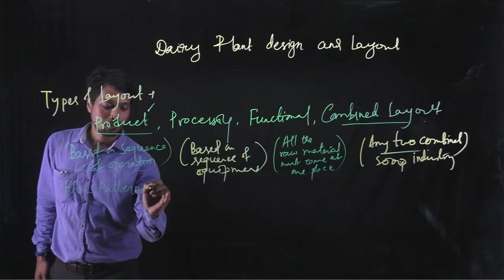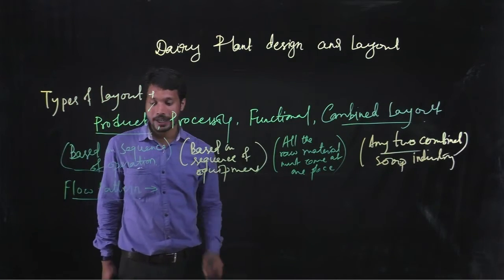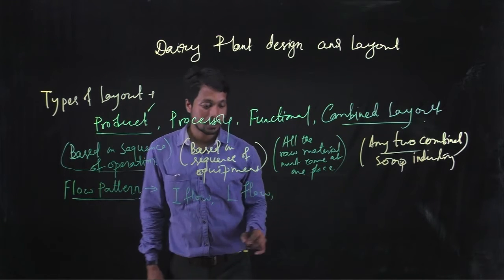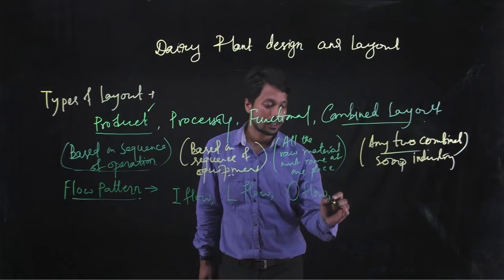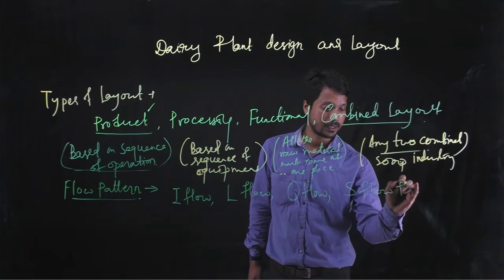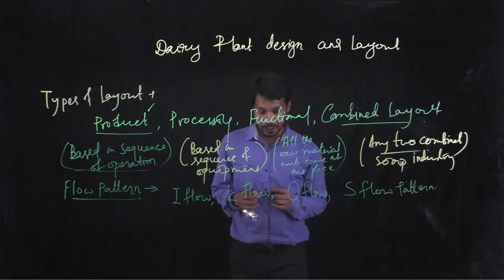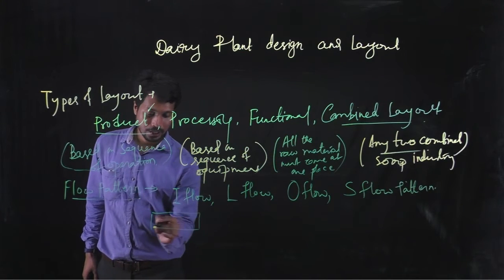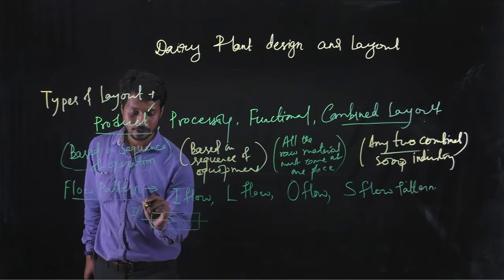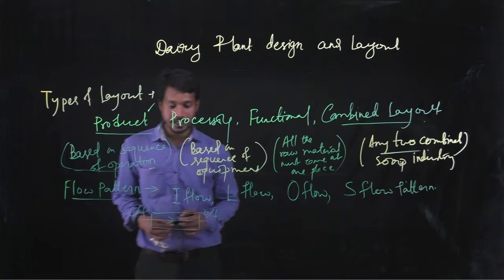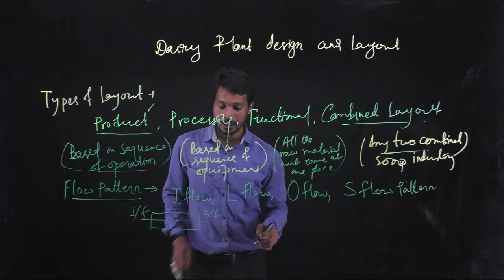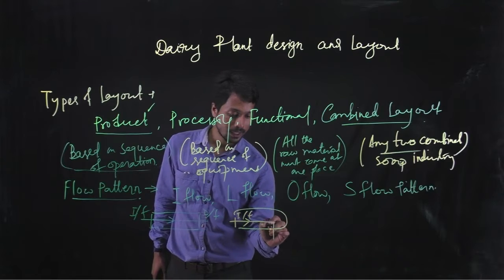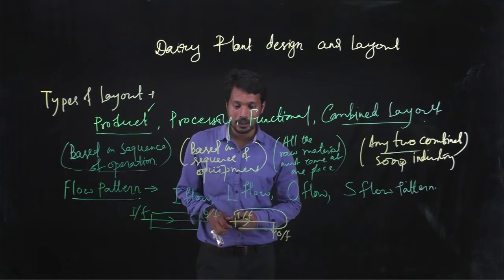You have some flow patterns in food processing layout, called I flow pattern, L flow pattern, another one is O flow pattern, and another one is S flow pattern. These are some flow patterns we have in our processing layout. In I flow pattern, this is my layout where this is called inflow and this is called outflow. So this is the example of I flow pattern. In L flow pattern, this is the layout you have, and here this is my inflow and this is my outflow.